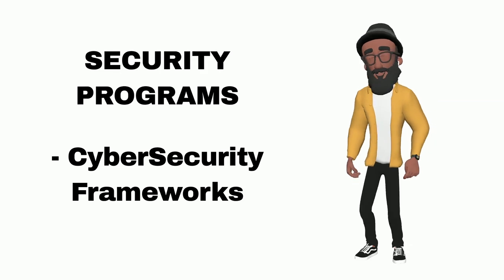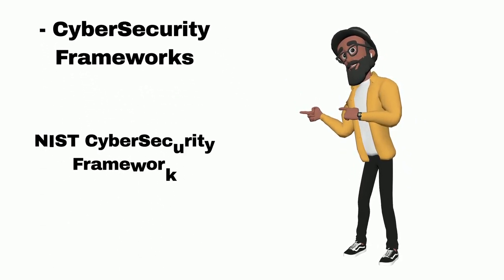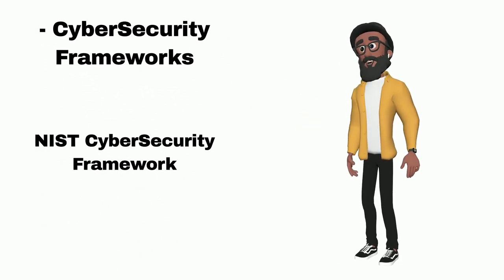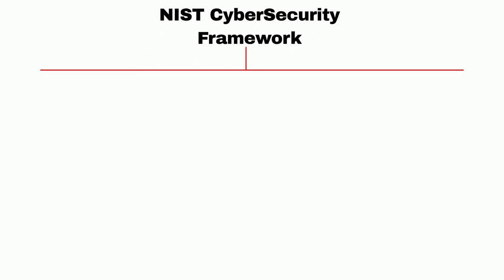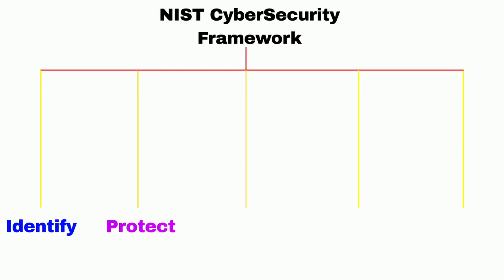One of the most widely used frameworks is the NIST Cybersecurity Framework. This framework breaks security into 5 different key functions. The first function is identify. The second is to protect. The third is to detect, respond, and then recover.